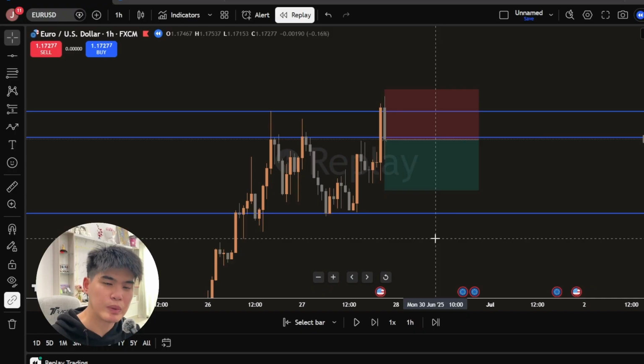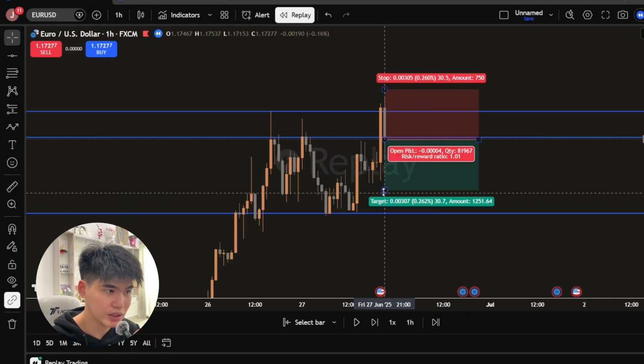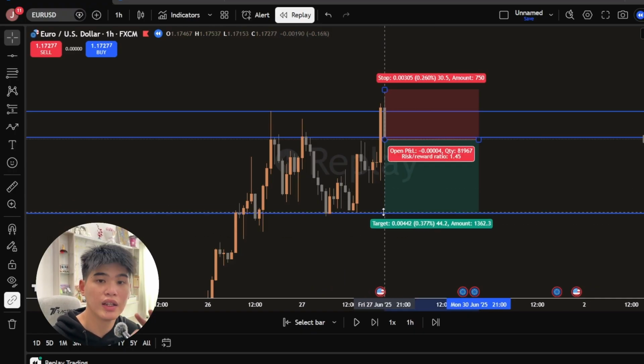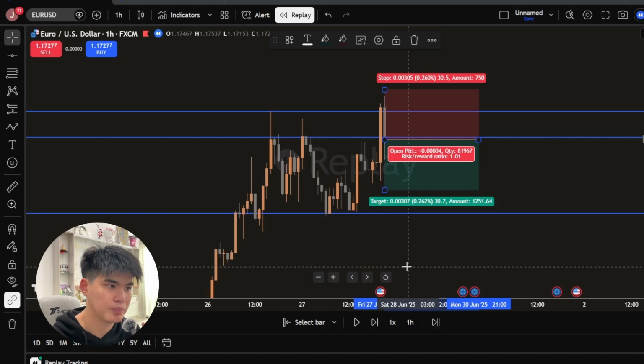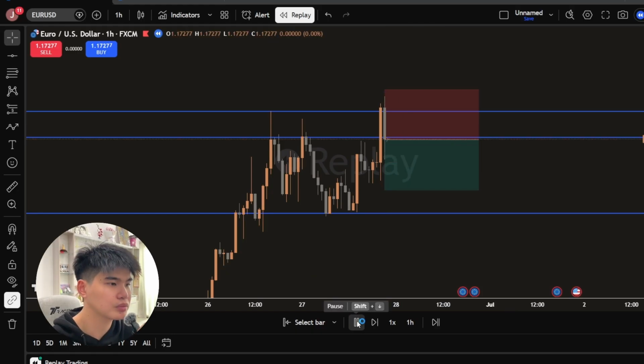So some people, they like to just drag all the way down to your support level. That's fine as well. But again, remember what I say, high risk and reward ratio essentially means a lower win rate. All right. So I don't want to take a lower win rate. I prefer a higher win rate. So I'll just set it to 1 to 1. All right. And let's see what happens next. Let it run, let it run.